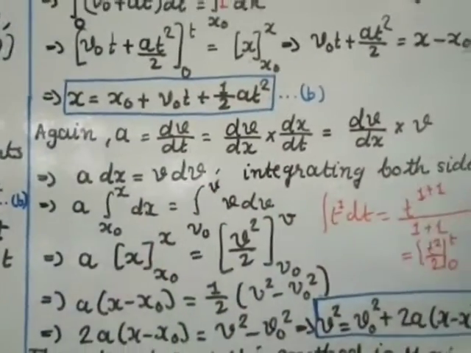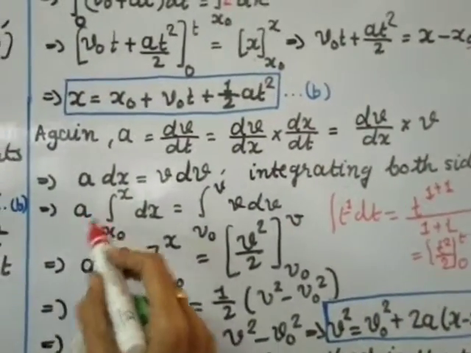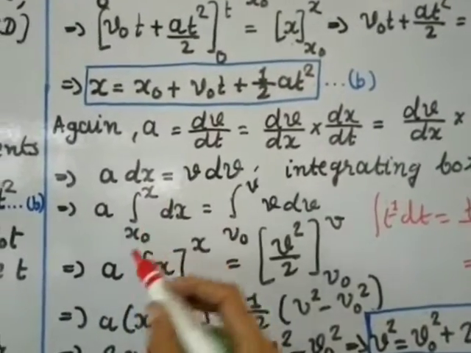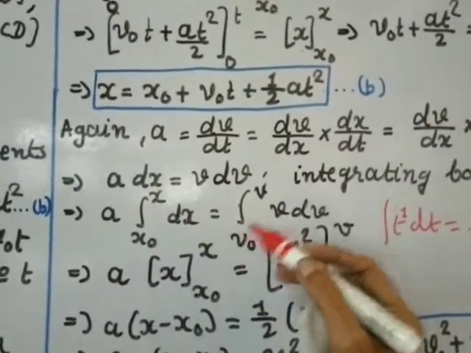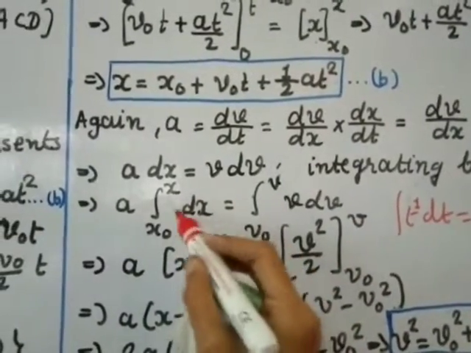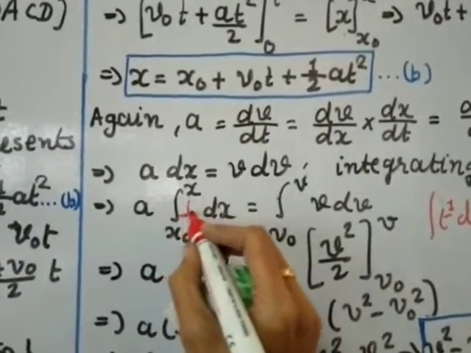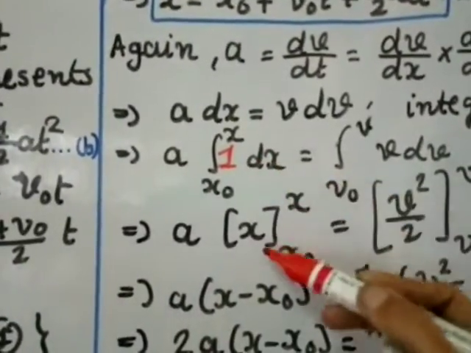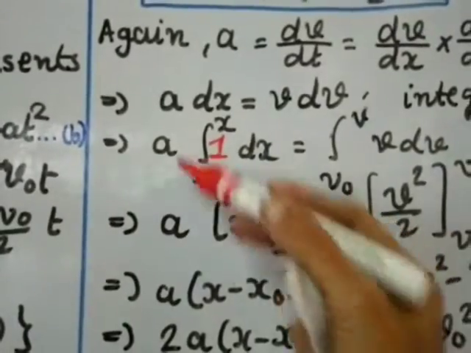Now integrating on both the sides, so here it is integral with respect to x, so integral x naught to x dx equal to integral v0 to v dv. And this is 1 with respect to x. So 1 with respect to x is, as I already did, x, and the limits x naught to x, the a as it is.